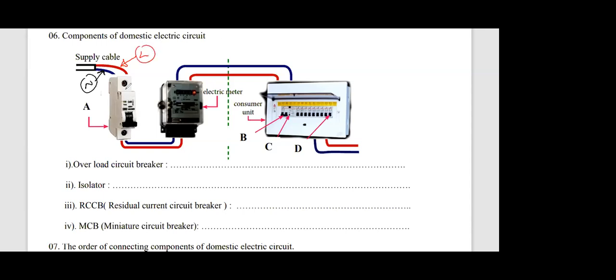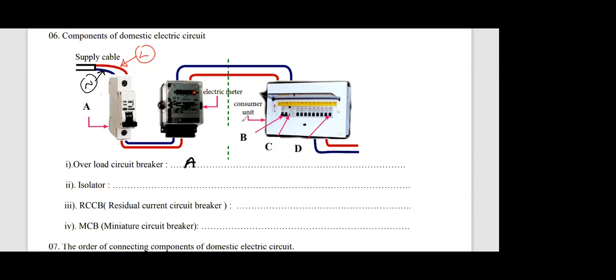So this supply cable first passes through what? Through the overload circuit breaker. You can see this overload circuit breaker is an automatic one, not like the manual one. Capital A, right? I have already given what the overload circuit breaker is. Complete the blanks here. What is the other term used for this, within brackets? This is also known as the service fuse. Overload circuit breaker is capital A.